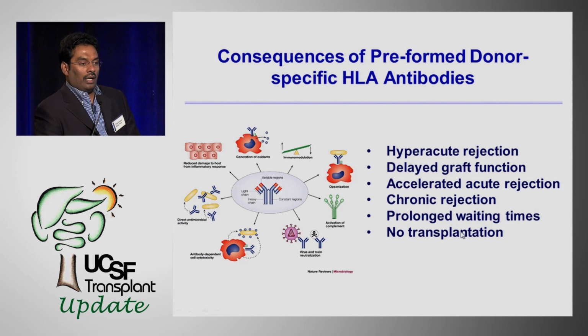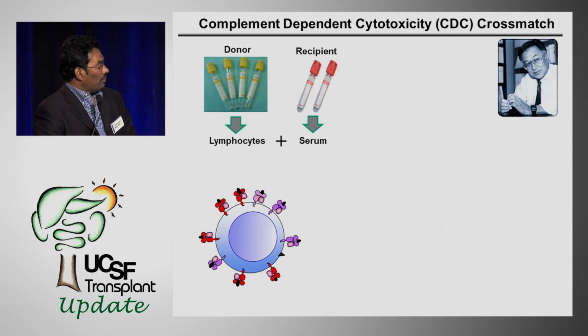If the patient is highly sensitized, it is very hard to find a suitable donor. So Paul Terasaki, 50 years back, developed a very simple test. That's the crossmatch. People still use it in the laboratory. It is just mixing the lymphocytes from the donor and serum from the recipient and seeing whether any antibodies in the recipient are binding to the donor cells.